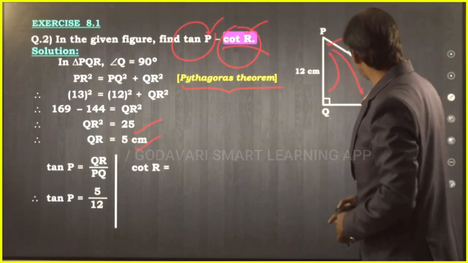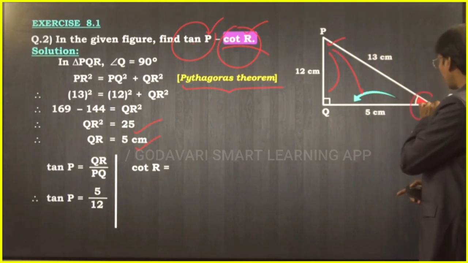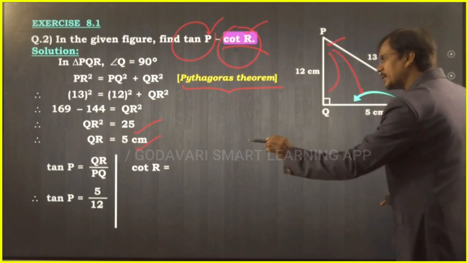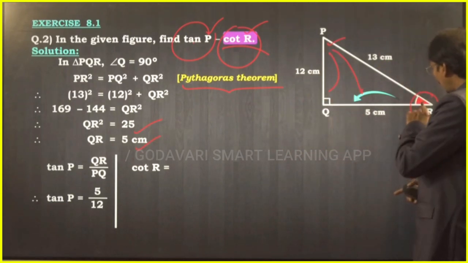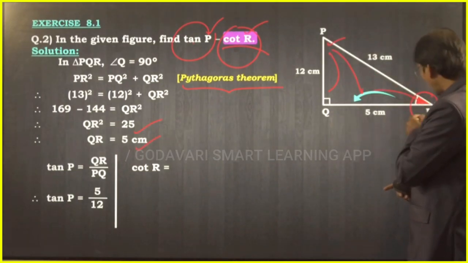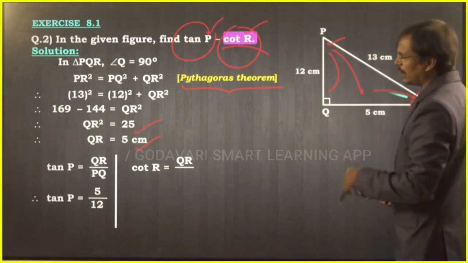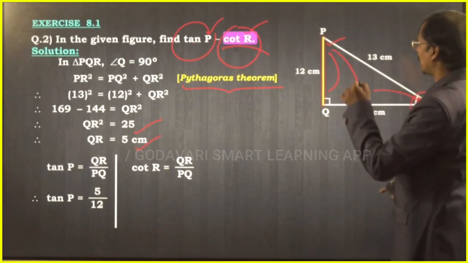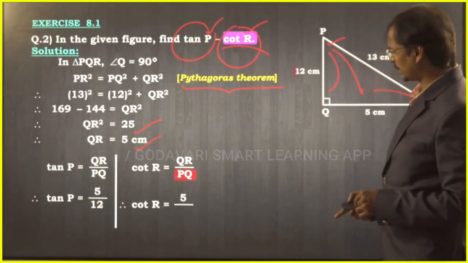From cot R, we have to consider angle R. From angle R we have to take the sides. Cot theta is nothing but adjacent side by opposite side. According to R, QR is the adjacent side. According to R, PQ is the opposite side. We have to take adjacent side by opposite side, QR by PQ. That is 5 by 12 centimeters.